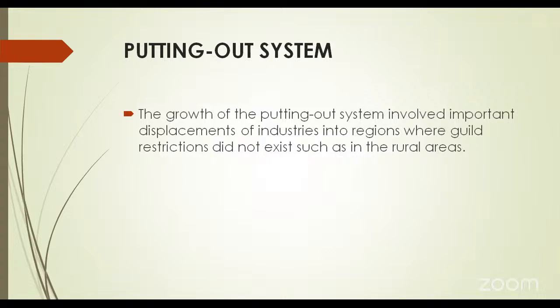The growth of the putting out system involved an important displacement of the industries into regions where guild restrictions did not exist, such as the rural areas. So once guilds became stronger, they had political power. Obviously, they started resisting. In response to this, the putting out system moved into rural areas. And when these things are happening, the production organization is changing, societies change, families change, everything changes along.